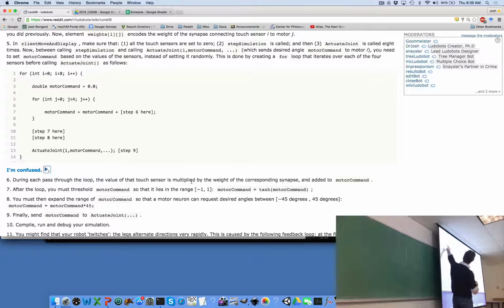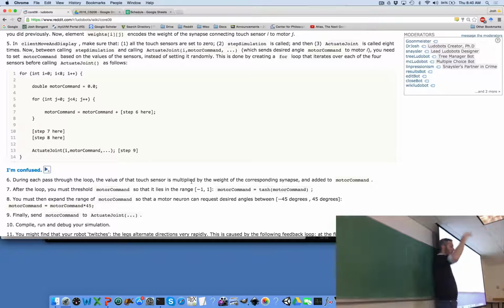Where does it go? Well, in client move and display now, you should have, the moment you drop into the top of client move and display, you set all the 4 touch sensors, or the 8 or 9 touch sensors if you still have them. You set the 4 touch sensors to 0. That's step 1. Step 2, you now call step simulation, which is the function that actually moves all the objects. Step simulation also calls the callback function, and it will set the touch sensors if they need to be set. So after step simulation finishes, the 4 touch sensors may no longer all be 0. So the sensors have now been set.